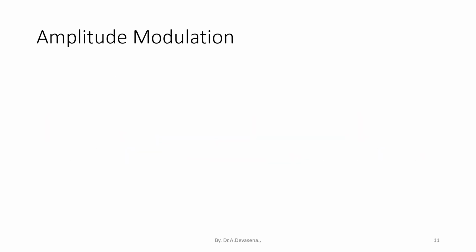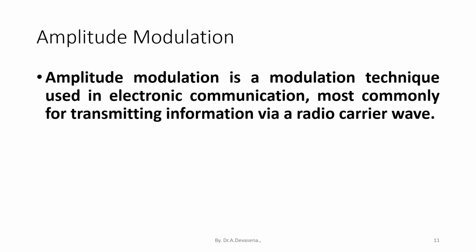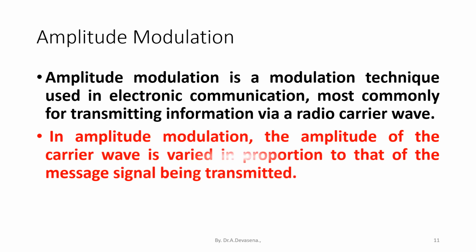Let us see what amplitude modulation is. Amplitude modulation is a modulation technique used in electronic communication, most commonly for transmitting information via a radio carrier wave. In amplitude modulation, the amplitude of the carrier wave is varied in proportion to that of the message signal being transmitted. Preferably in radios, we perform the amplitude modulation process.